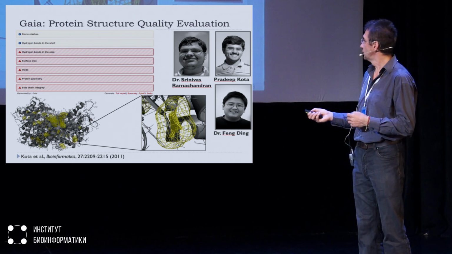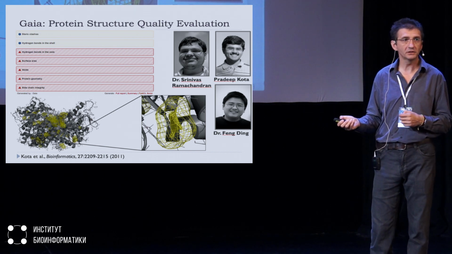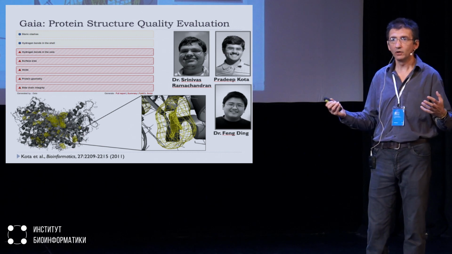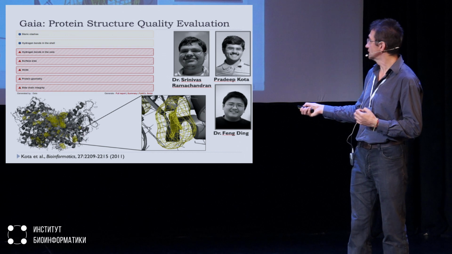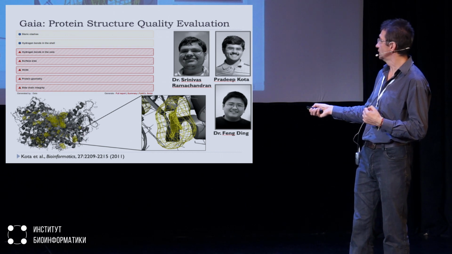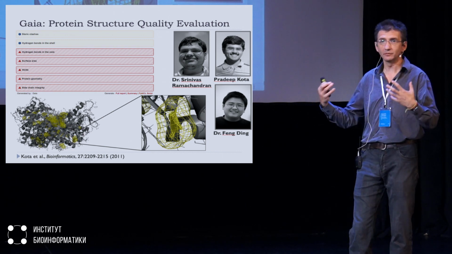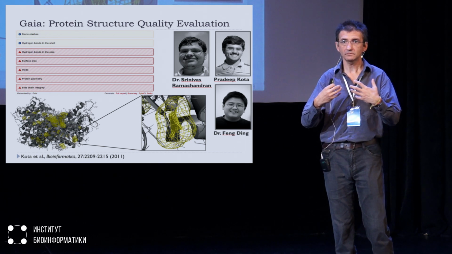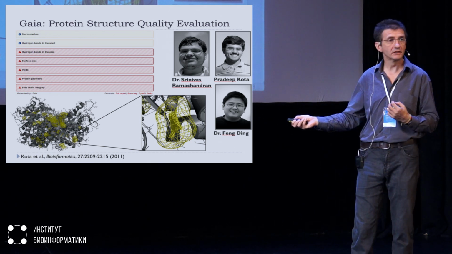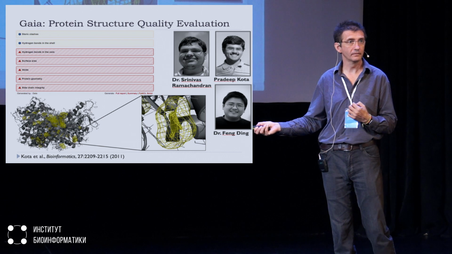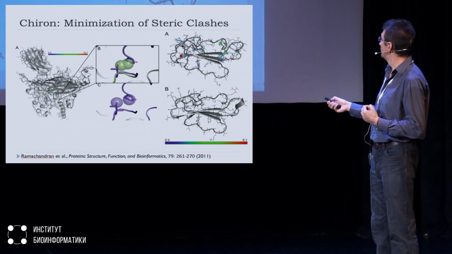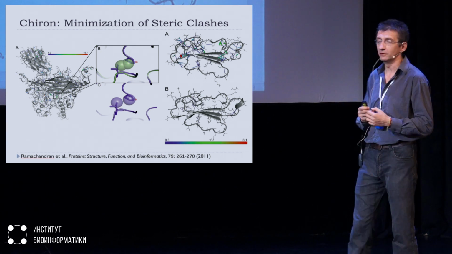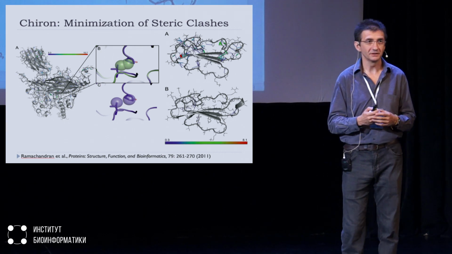And what's most common, actually, in protein structures are clashes. So very often what you see in designed proteins is that there are various clashes. For example, this is a modeled protein. You see yellow, it means that atoms are clashing in your models. And when you have so many of them, it's not that trivial to resolve them. And so these guys developed this tool called Chiron to resolve these clashes.